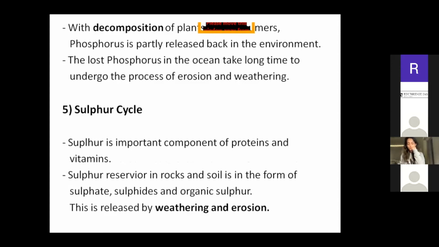Fine. Next is sulfur cycle. So sulfur cycle again is very similar to phosphorus cycle, because sulfur is available in the rocks and soil in the form of sulfate, sulfides, and organic sulfur. It is released through the process of weathering and erosion, or even mining activities.